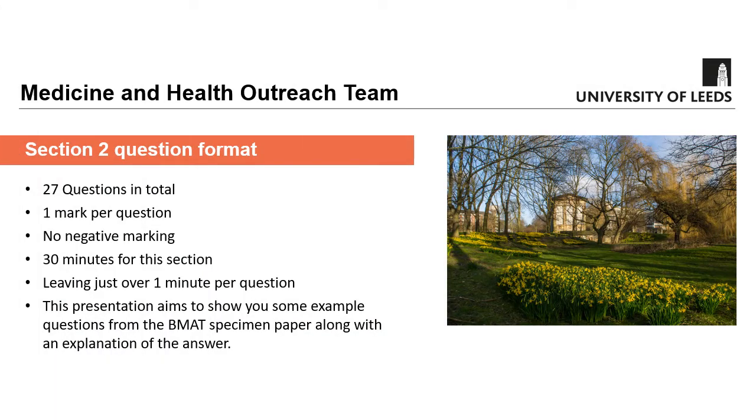To start with, Section 2 has, as I've said, 27 questions in total. There is 1 mark for every correct question, and there's no negative marking. This means that your total score will not be reduced for any wrong answers. This section is 30 minutes long, which leaves just over 1 minute per question. This presentation aims to show you some example questions from the BMAT specimen paper, along with an explanation of each of the answers.